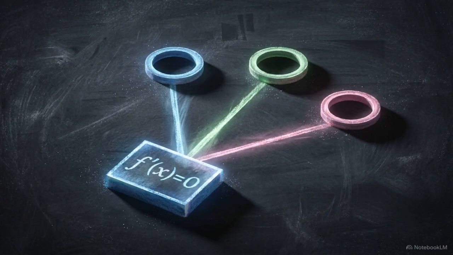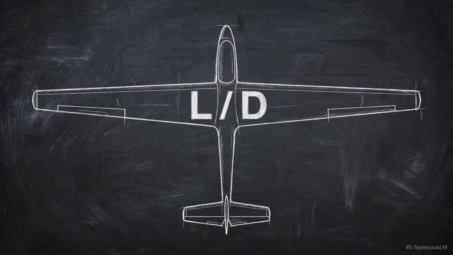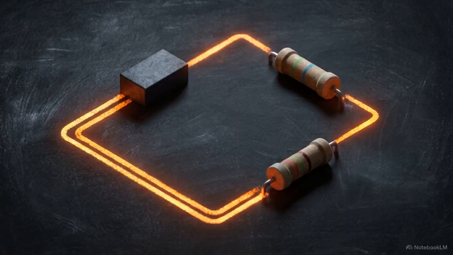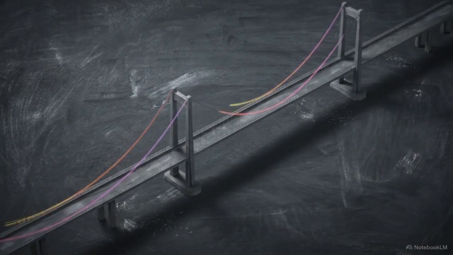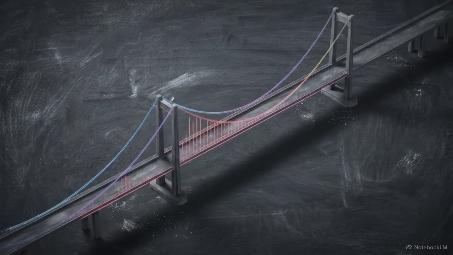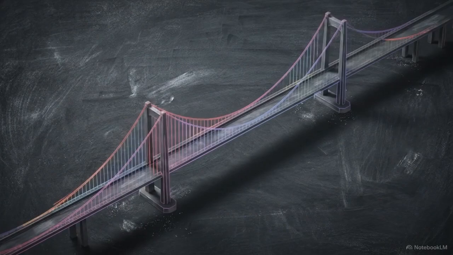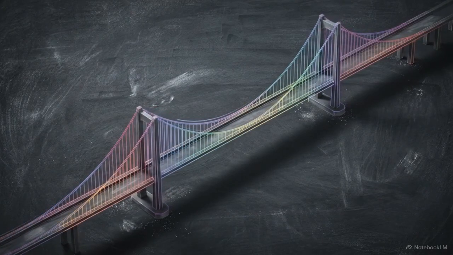This simple geometric code relies on the exact same logic used to map glider aerodynamics, balance circuit loads, and train multidimensional neural networks. Whether solving for circuit impedance or programming physical geometry, optimization translates physical limits into the universal language of derivatives.